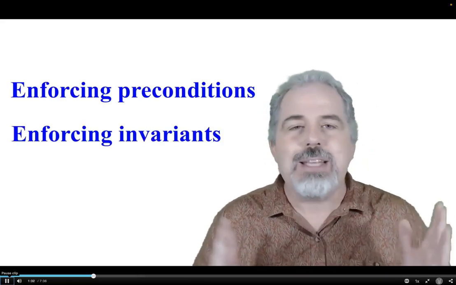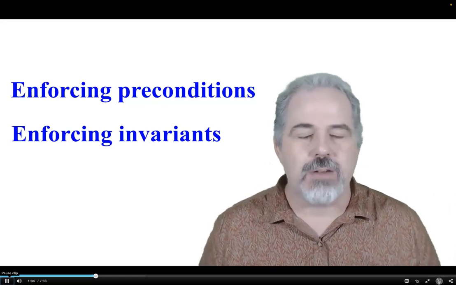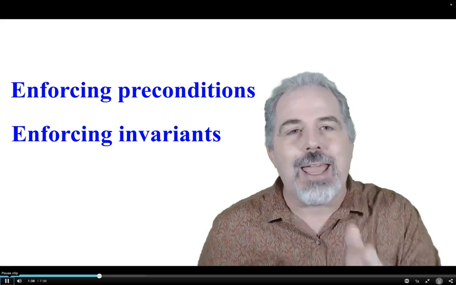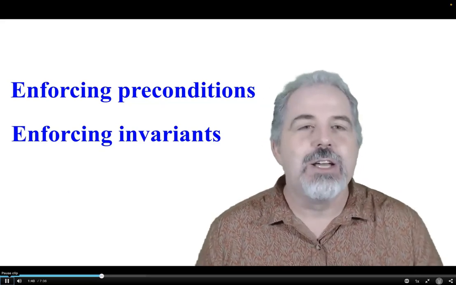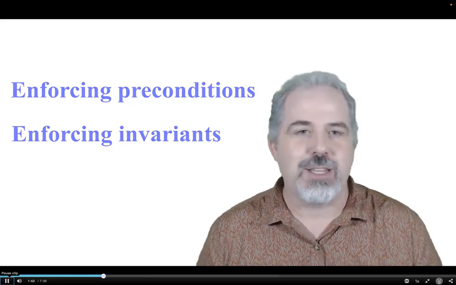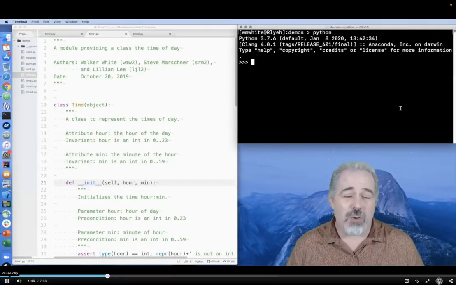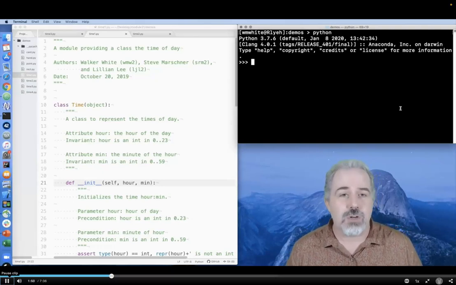What we're talking about here is enforcing preconditions and enforcing invariants. We've already seen these from the user perspective. So now what we're talking about is how do we write code in our class definition to make sure that we are enforcing these things? Well, let's start with preconditions, because we already know how to enforce preconditions, since we've already done it with functions. We do it with assert statements, and methods are not any different.